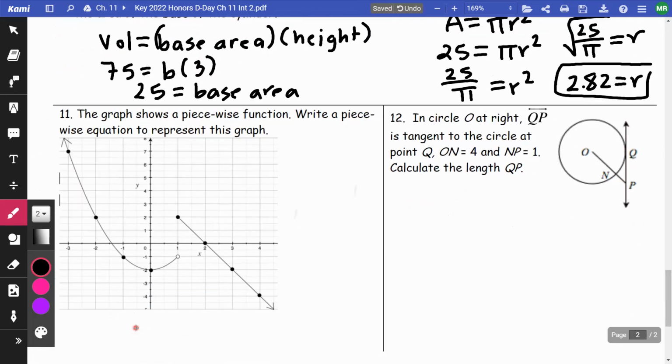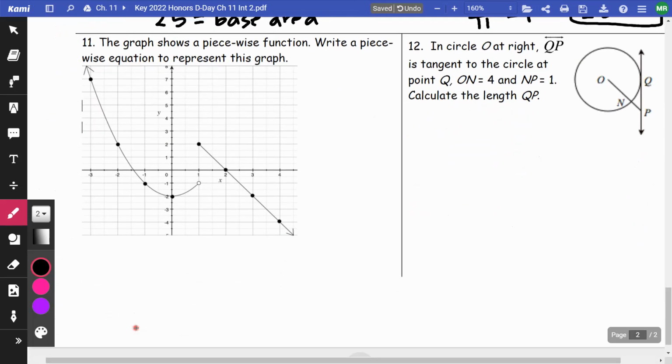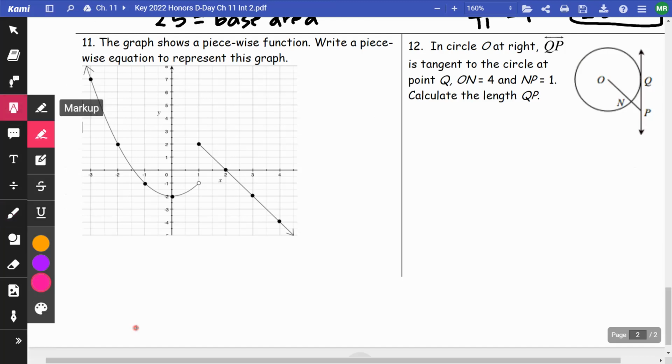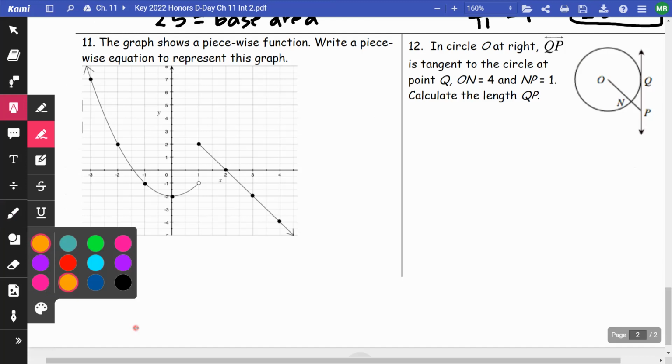Okay, on number 11. So in this situation, this is one where we have to write the equation for both of these graphs, these sections. One is a parabola, one is a line. And we have to give some restrictions because we don't have the whole entire parabola, and we don't have the whole entire line. So if I'm looking at this one here, I'll do it in orange, okay?